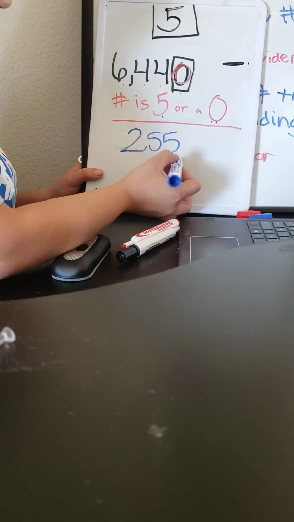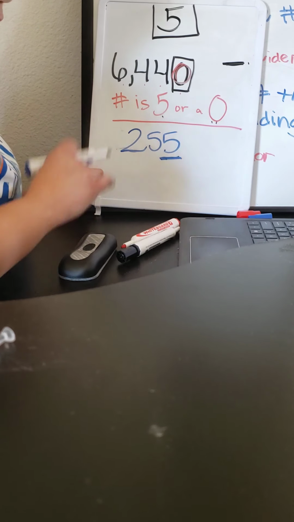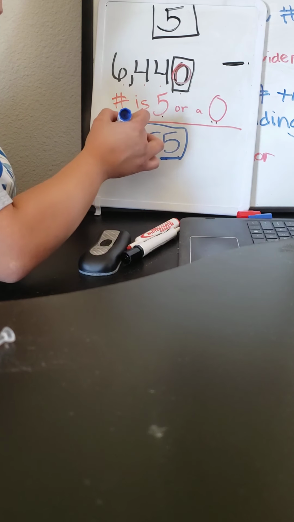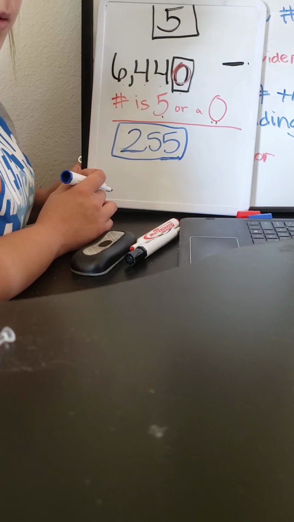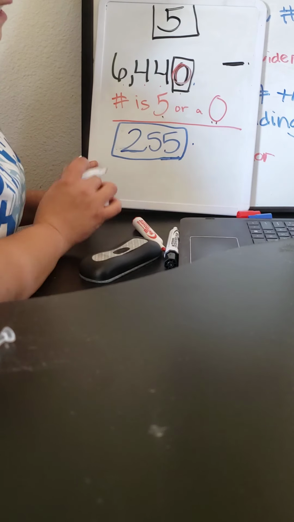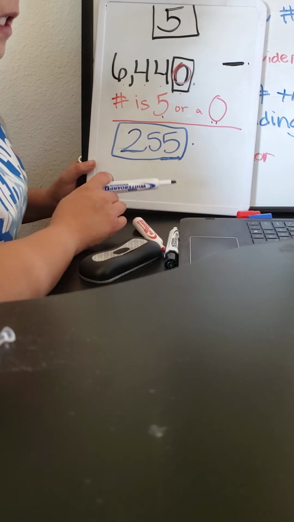Let's look at a different number. 255. We're going to look at the number in the ones place. The number in the ones place is a 5 or a 0, so this number we automatically know will be divisible by 5. Again, whether it's a 5 or a 0, as long as it's in the ones place, the number will be divisible by 5.